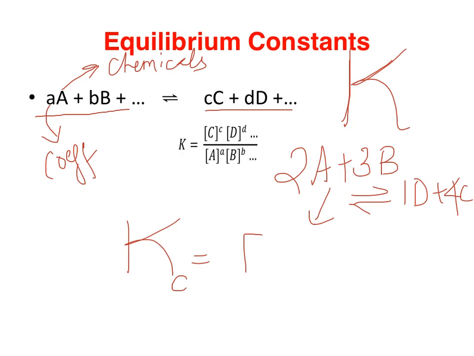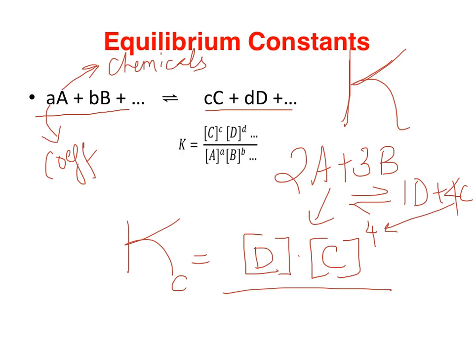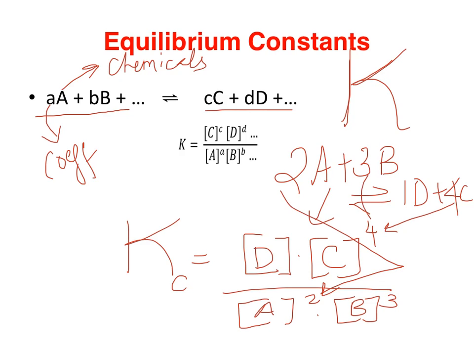saying that Kc is equal to concentration of D, as in molarity of D, multiplied by molarity of C raised to 4, and this 4 is coming from here, divided by concentration of A squared multiplied by concentration of B cubed. And all these powers come from the coefficients. Okay, so we work to get the equilibrium constants for the reaction that we have seen in the last video.